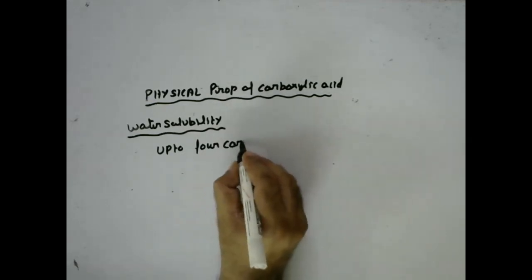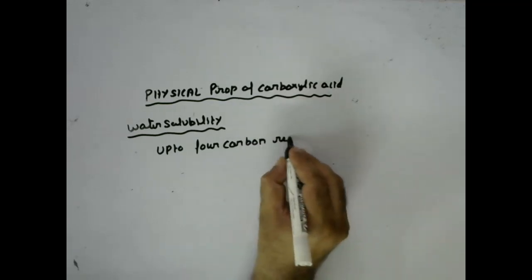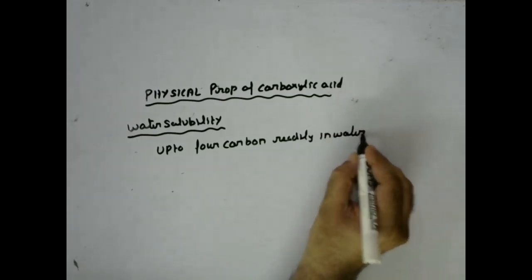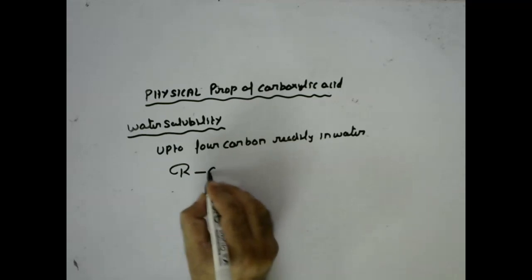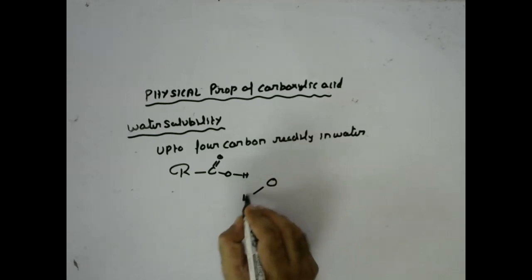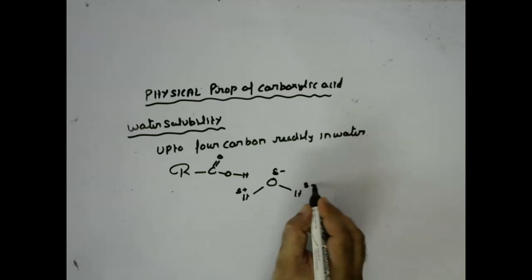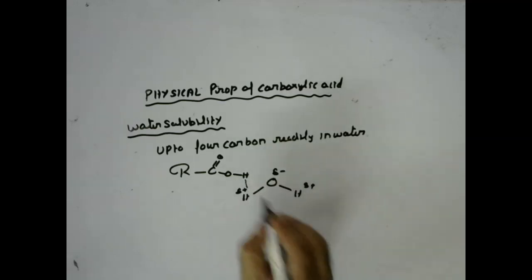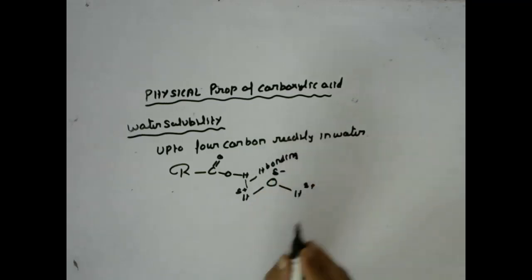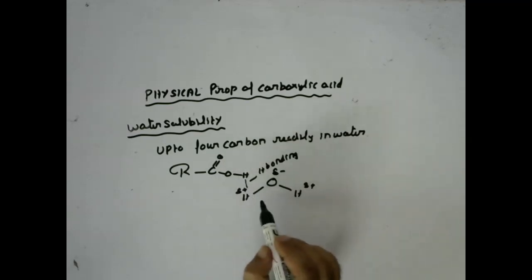Now carboxylic acids up to 4 carbons, that is methanoic acid, ethanoic acid, propanoic acid, butanoic acid, readily dissolve in water. You know why they readily dissolve in water? Because they are attracted by the water due to the formation of hydrogen bonding. They can form hydrogen bonding with water, so that is why they are soluble in water. It happens even in alcohols and so many compounds. This is the hydrogen bonding between carboxylic acid and the water. So carboxylic acids up to 4 carbons readily dissolve in water due to the formation of hydrogen bonding.